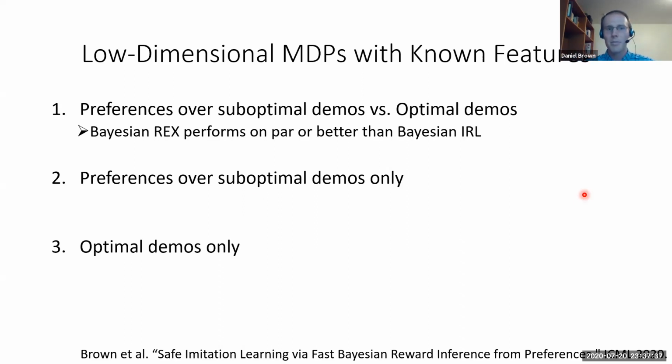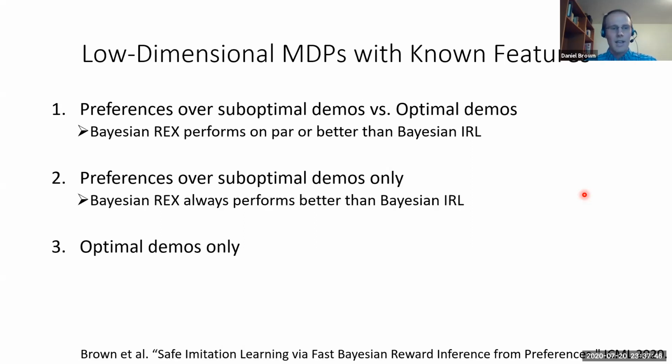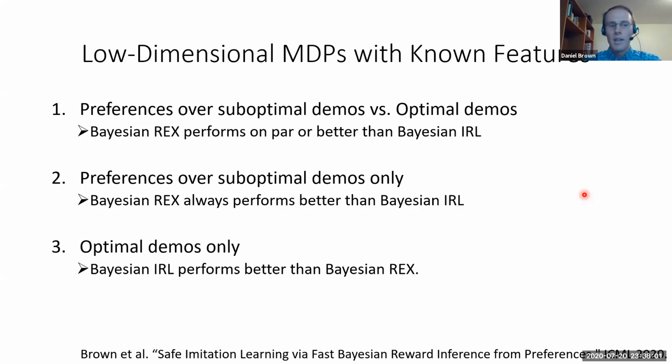We found that Bayesian Rex performs on par or better than Bayesian IRL when they're both given the same number of demonstrations, and those demonstrations are the ones that the algorithms expect. Naturally, we saw that given suboptimal demonstrations and preferences, Bayesian Rex always performs much better than Bayesian IRL, even when we tried Bayesian IRL methods that were designed to work with good and bad demonstrations. And pretty naturally, given optimal demonstrations only, Bayesian IRL is the clear choice here because Bayesian Rex is really designed to work given these preferences.